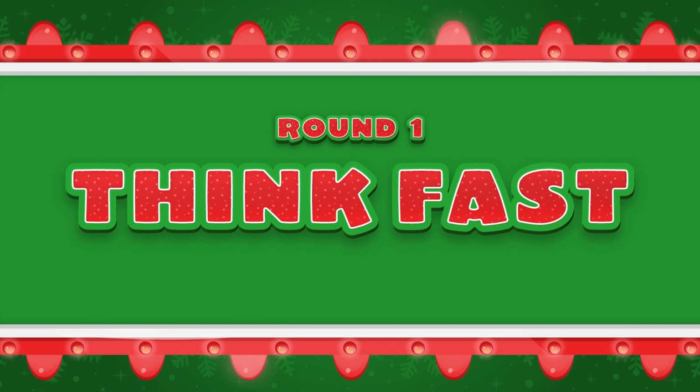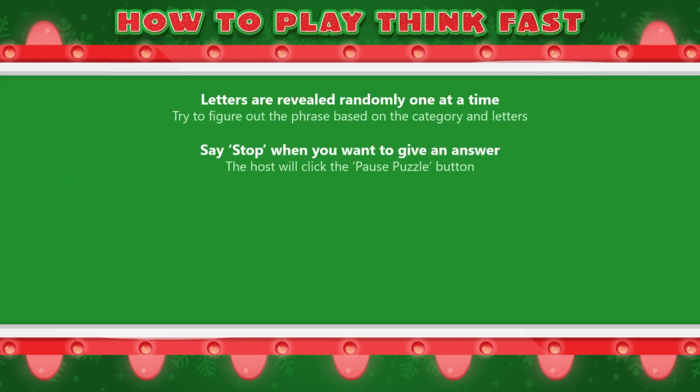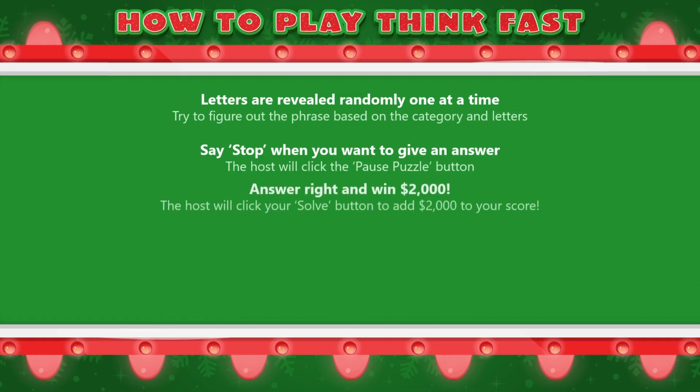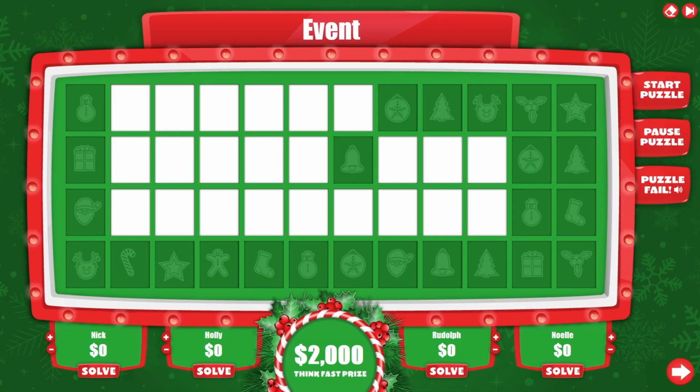The first round is Think Fast, and it starts with instructions on how to play. Letters are revealed randomly one at a time. If a player wants to solve, they should say stop, and you as a host will click the pause button. If they answer correctly, they will get 2,000 added to their score. If they answer wrong, the game will continue and the other players will have a chance to solve. Once you've gone over the instructions, click Play to begin.